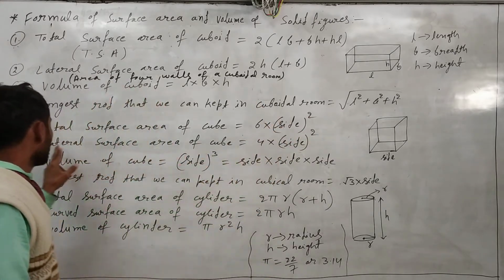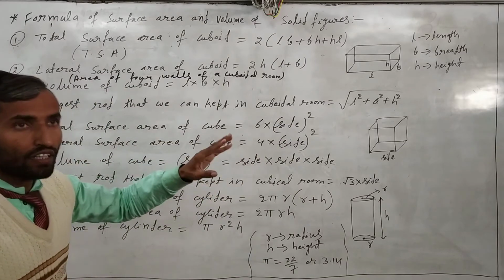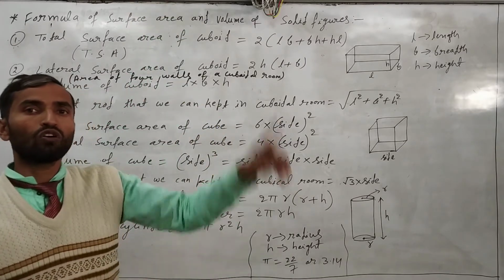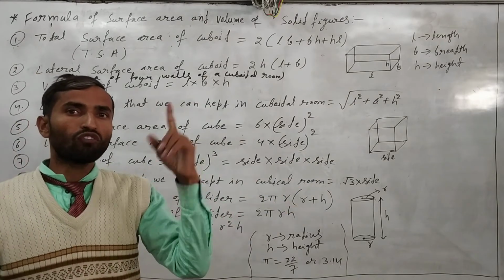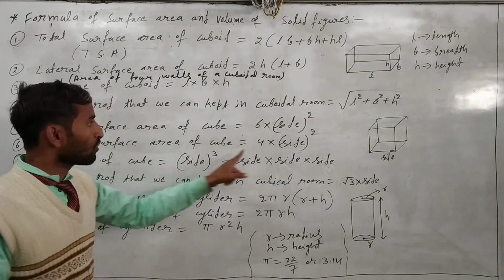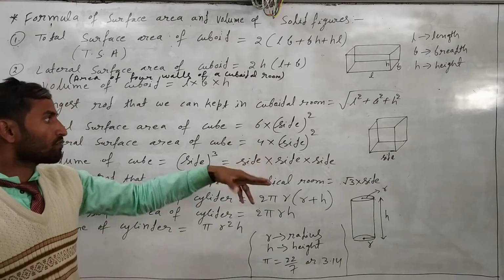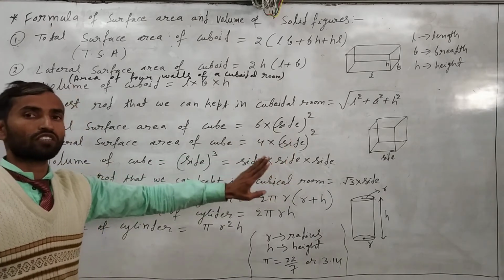Okay. Now next, lateral surface area of cube. Again we will not add the upper and lower floor, we will add the area of the walls only. So that's why it will come 4 into side square. 2 surfaces will be removed, only 4 side surfaces will come.